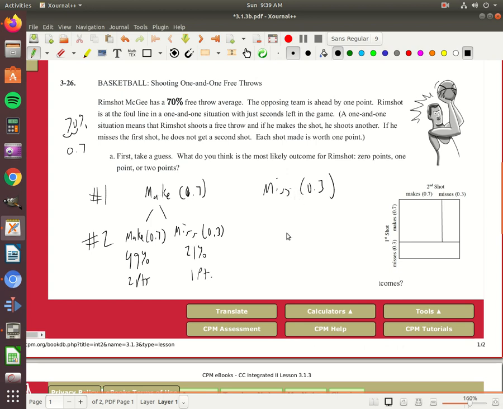But there's a 30% chance, there is no second chance, right? If he misses, that's it. There's a 30% chance that he'll get 0 points. So what's the most likely outcome here? Well, it looks like the most likely outcome is he'll get 2 points.